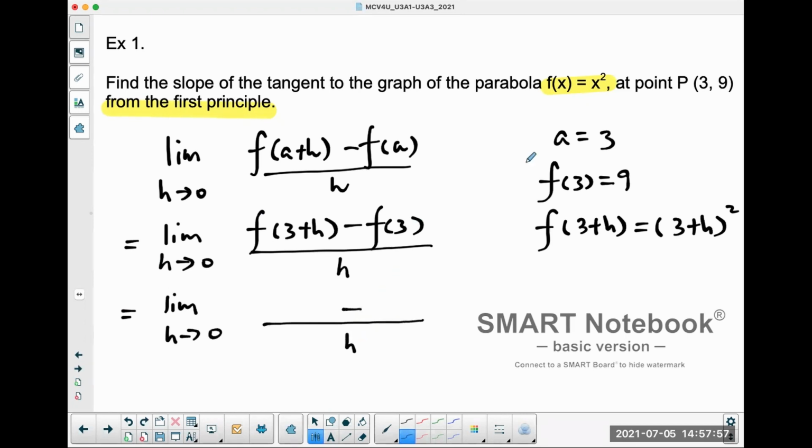Now, what's f at 3? You put 3 there, 3 squared is 9. What's f at 3 plus h? Well, that's this guy. And if I expand it, I'm going to get 9 plus 6h plus h squared, which I need to put in here. I'm going to just use a different color. So you see where I get this from.